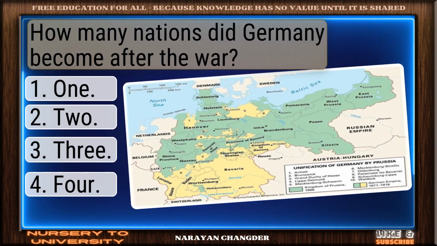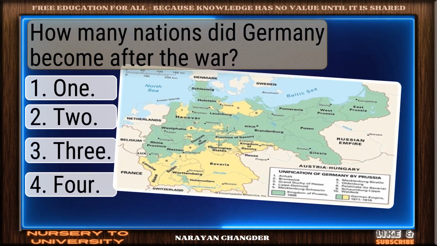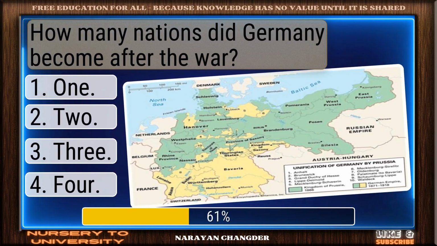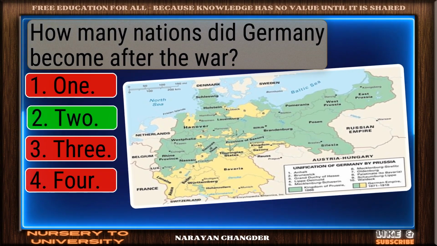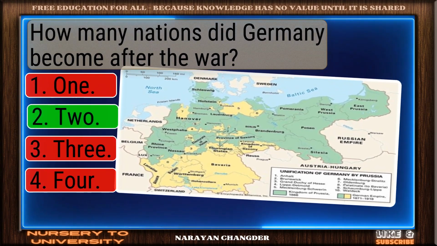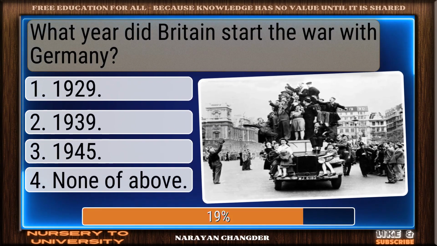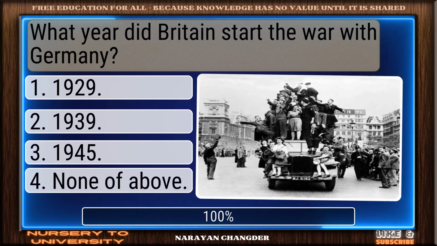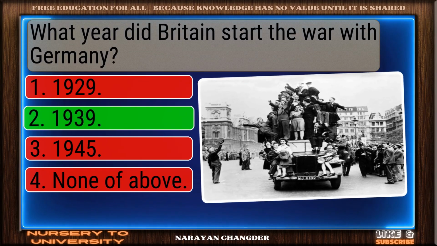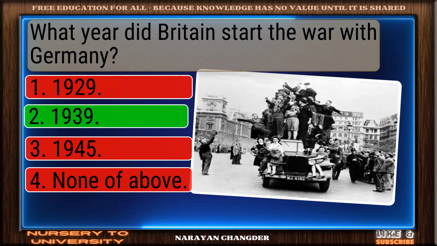How many nations did Germany become after the war? On track. 2 is the correct answer. What year did Britain start the war with Germany? Sharp thinking. 1939 is the right choice.